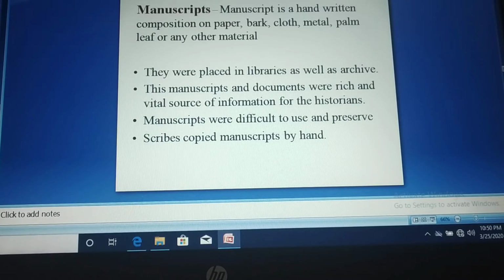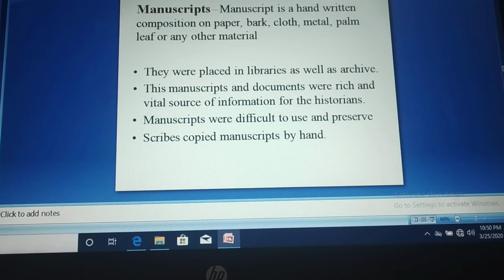These manuscripts were placed in libraries as well as archives. Children, do you know what an archive is? An archive is a place where old documents are kept and preserved. Manuscripts and documents were a rich and vital source of information for historians. If you read these manuscripts or documents, they give a great deal of information about the past. Manuscripts were difficult to use and preserve, right? So it was a difficult task.